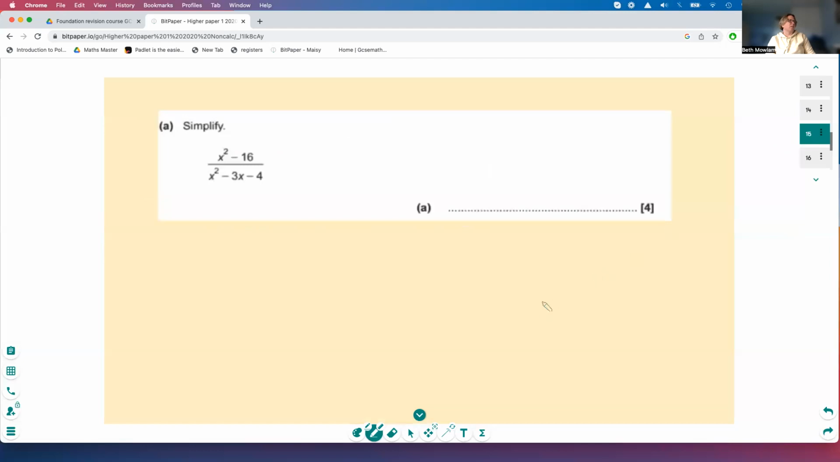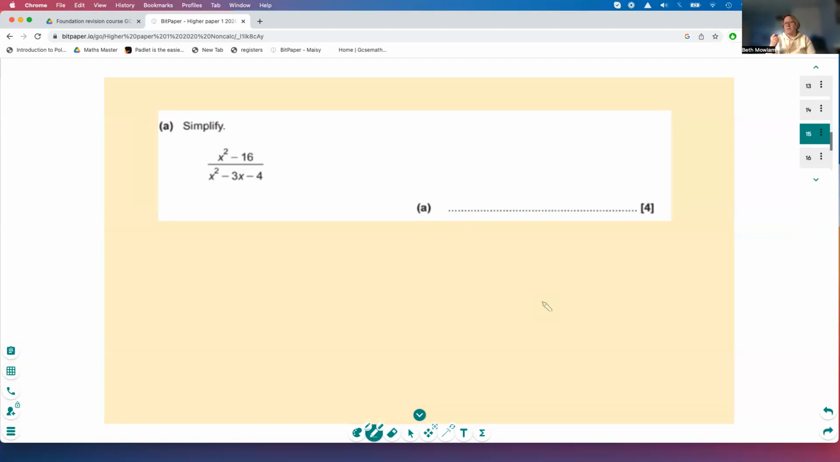See, these aren't so bad after all. Nice little 3-4 markers. And all you've got to do is think about all your skills, factorizing, simplifying. So simplify x squared minus 16 over x squared minus 3x minus 4.